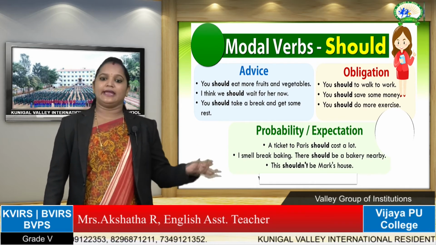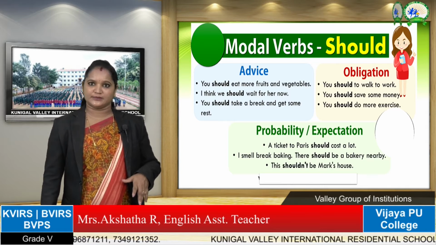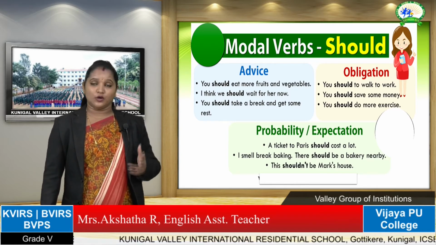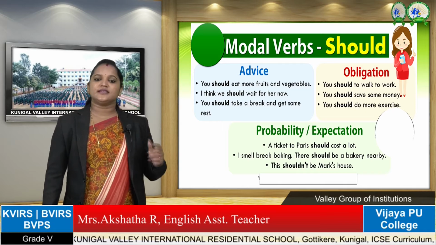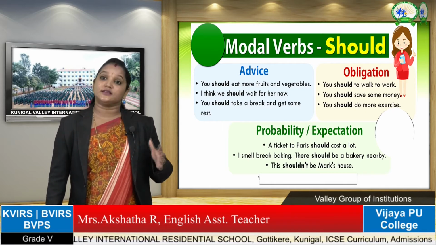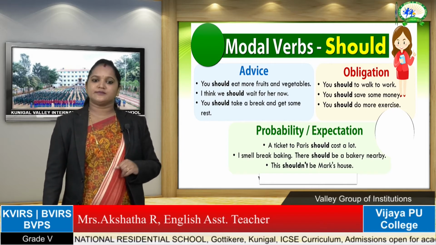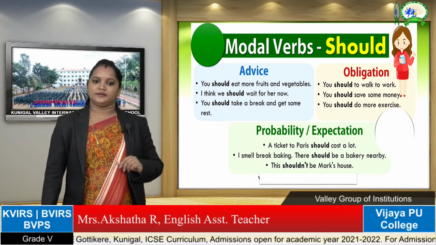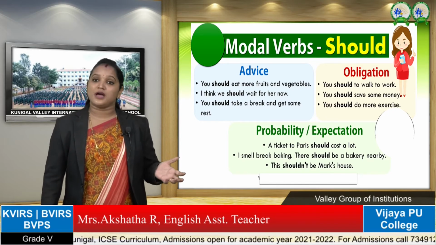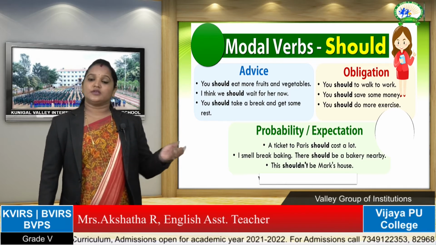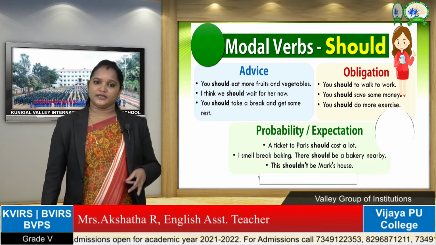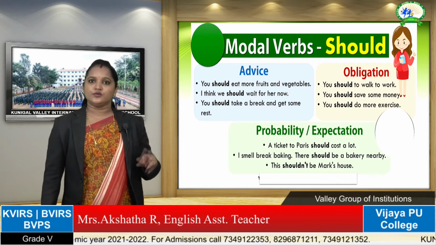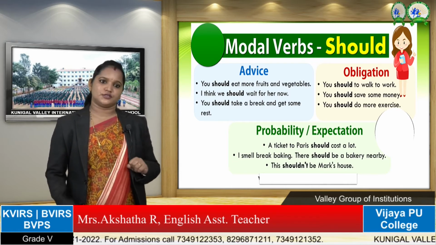Then probability and expectations. When you have expectations or probability, we can also use the modals should and should not. A ticket to Paris should cost a lot. I smell baking. There should be a bakery nearby. This should not be Mark's house. So to give advice and to talk about obligations, probability and expectations, we use the modals should and should not.